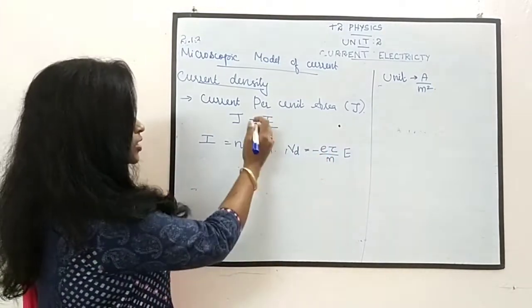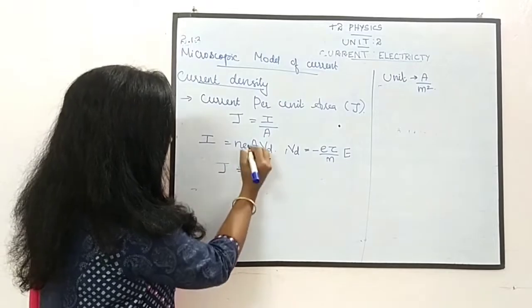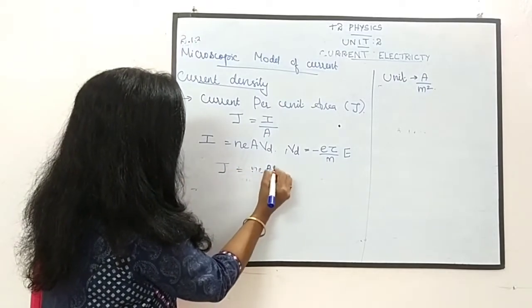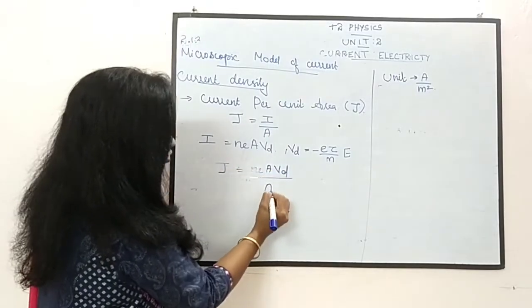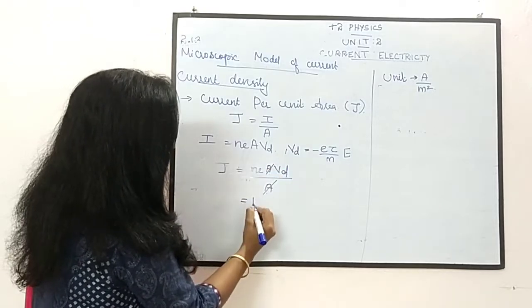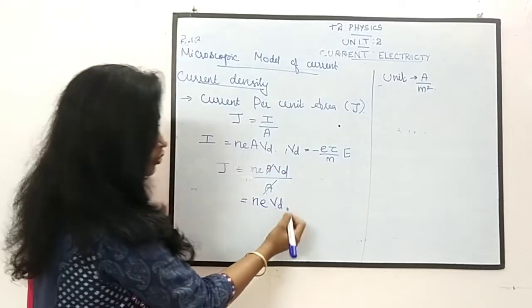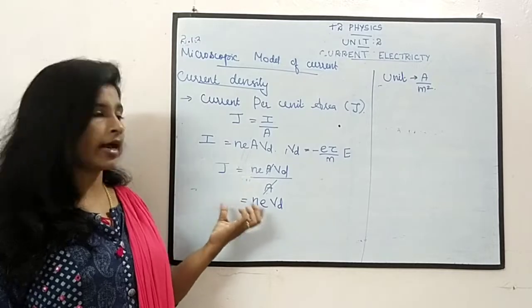Okay, so substitute this value. J is equal to I by A. What is I? N E A VD divided by A. So when we cancel this, we will get N E into VD. Now you can substitute the value of VD.